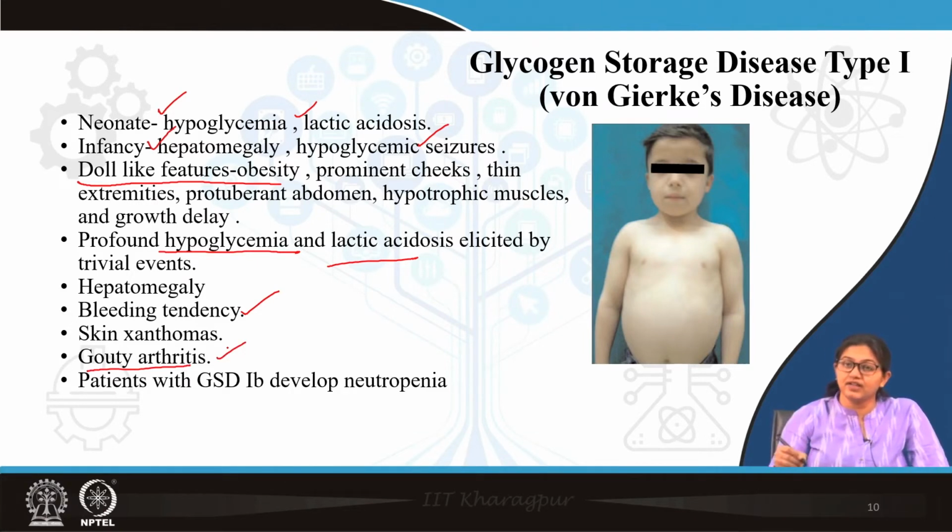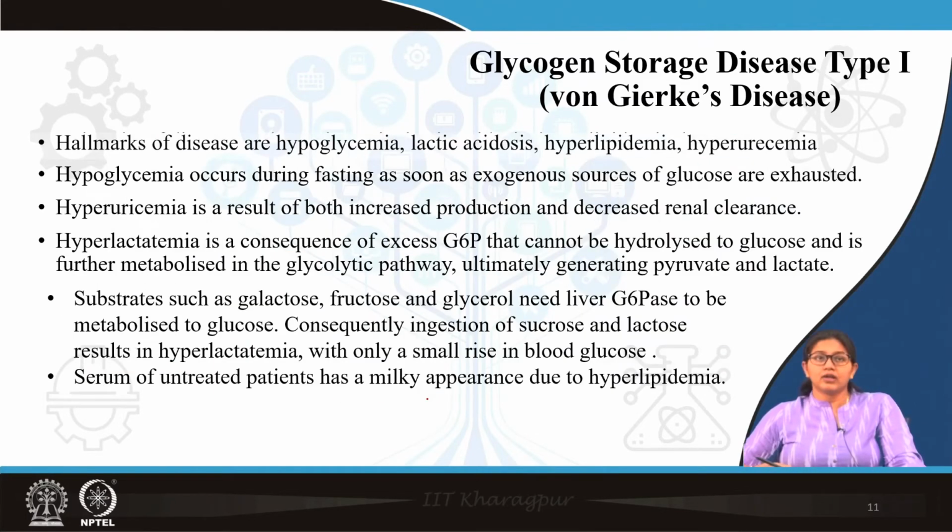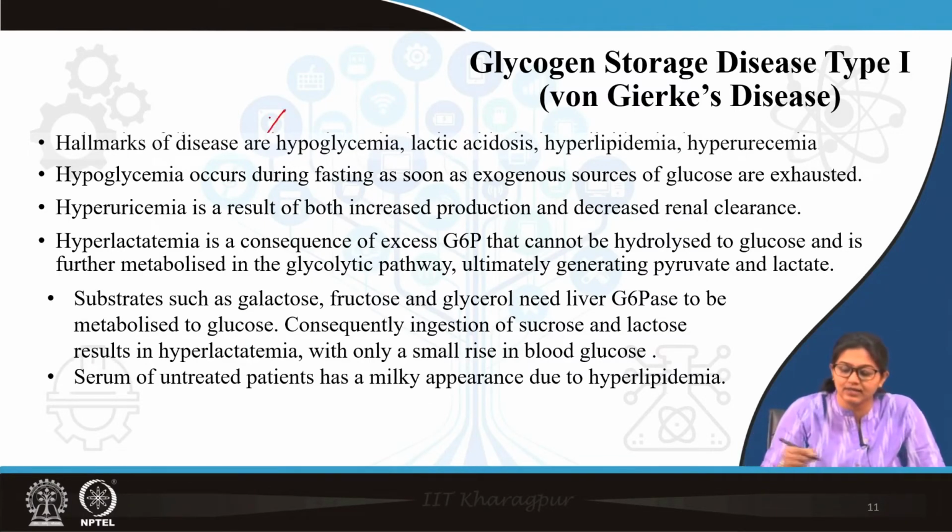And in case of specifically type 1B with the deficiency of the translocase enzyme, neutrophils are also hampered, giving rise to neutropenia, that is low neutrophil count. So, these are the manifestations of von Gierke's disease. Now, the hallmark of this disease are these 4 symptoms: hypoglycemia, lactic acidosis, hyperlipidemia and hyperuricemia.